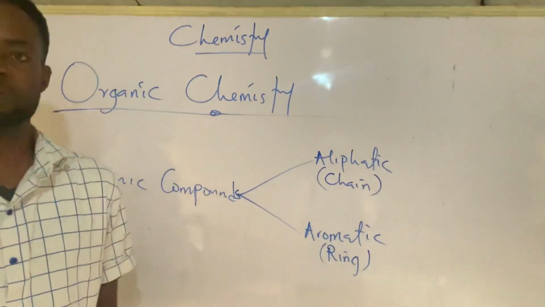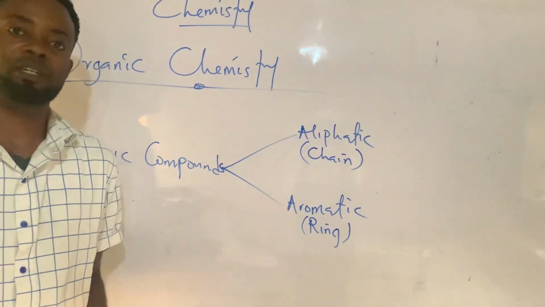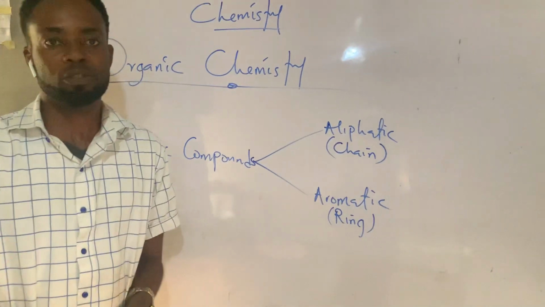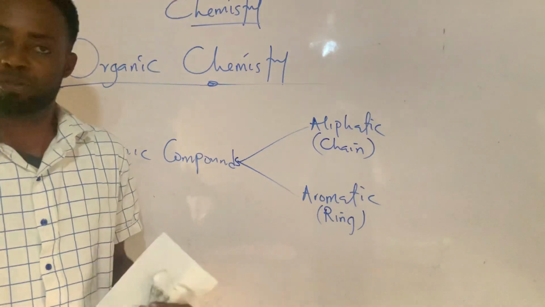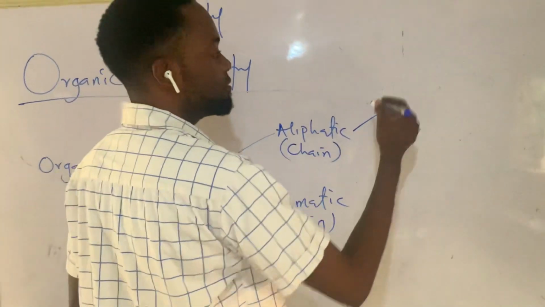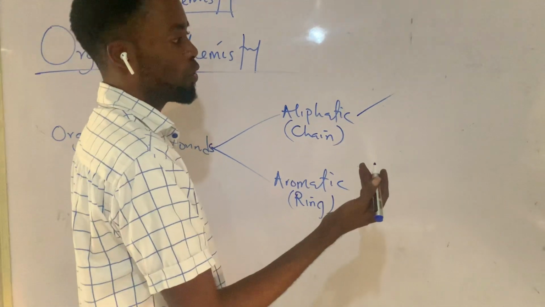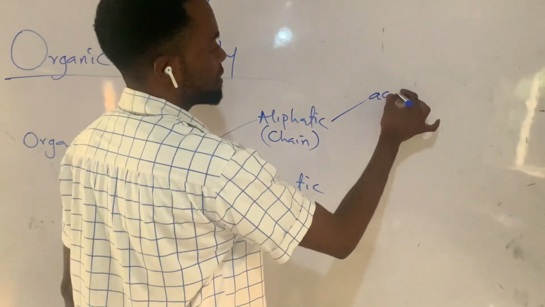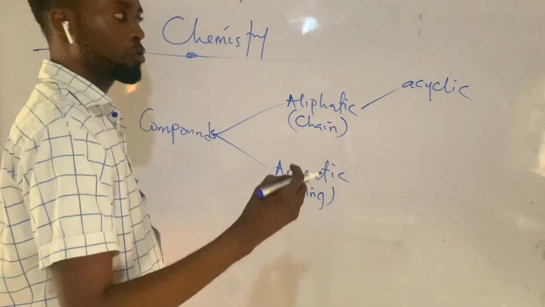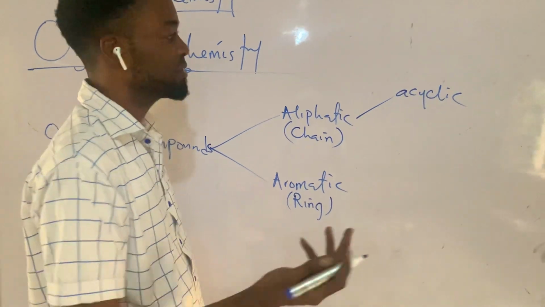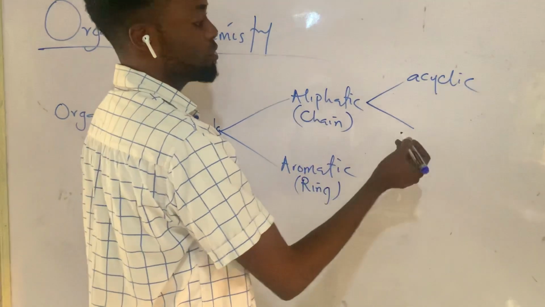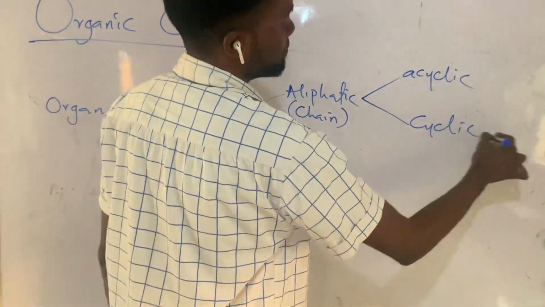Now remember, in chain you could have a straight chain, that is a necklace that is opened. So you can have an open chain. Then you can fix the chain to have a closed chain. So if you have an open chain, we call that acyclic. That is not cycle, acyclic. Now, if you close the chain, like your necklace, it forms a cycle. So any chain that is closed is called cyclic.